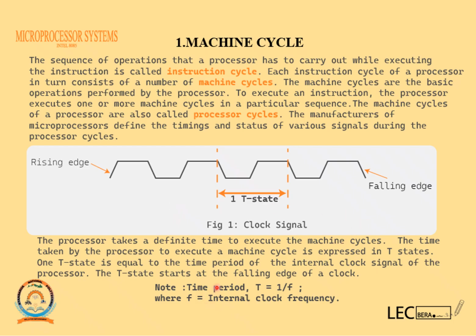And it means that if we have a high frequency, then our T state is going to be very, very small, because T is inversely proportional to what? To the frequency. So the higher the frequency, the lower the T state. I think this is very, very important.